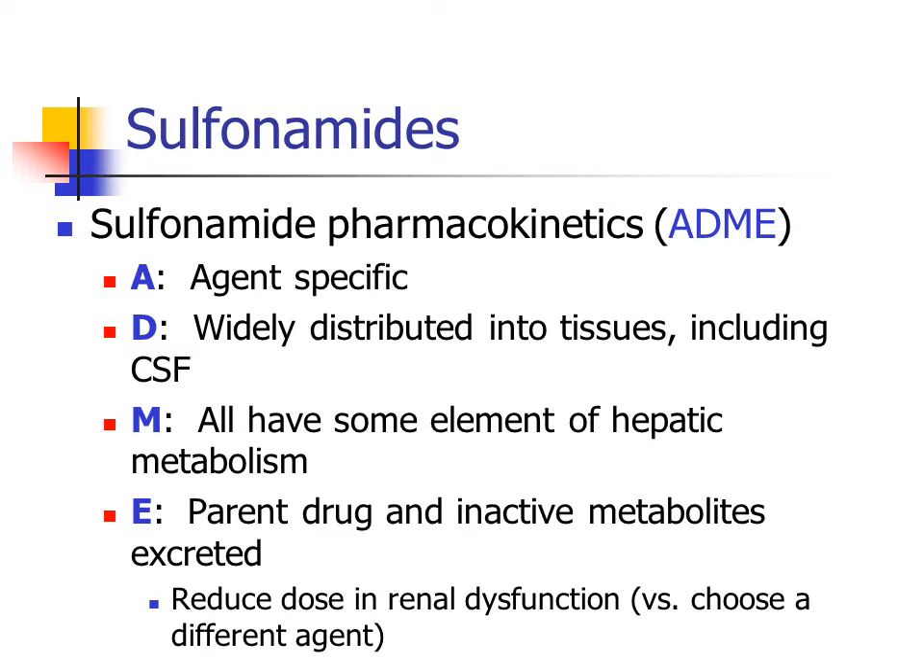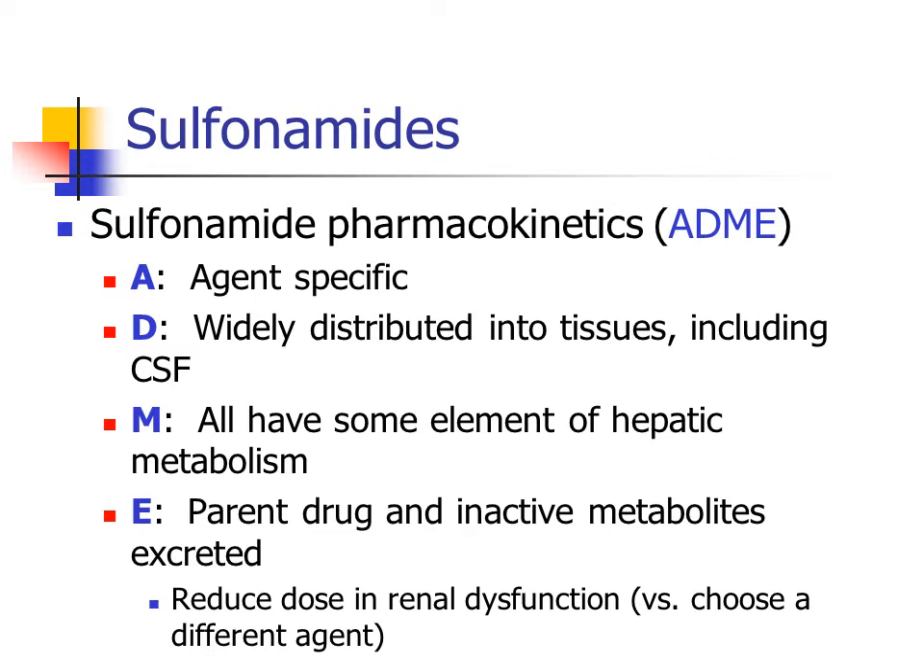Again, touching on the important pharmacokinetic aspects of sulfonamides, as with many of the other antimicrobial agents, absorption is agent-specific. Some of the sulfonamides are more rapidly and readily absorbed than others. They do have a wide volume of distribution, and they all have some element of hepatic metabolism. Regarding elimination, the parent drug and inactive metabolites are excreted renally. For this reason, with the sulfonamide class, we typically have to dose reduce in patients with renal dysfunction.